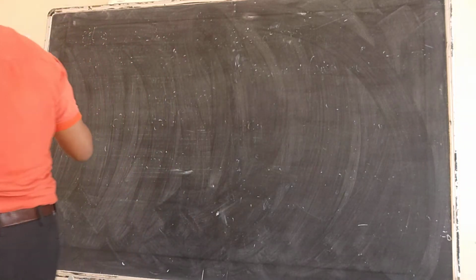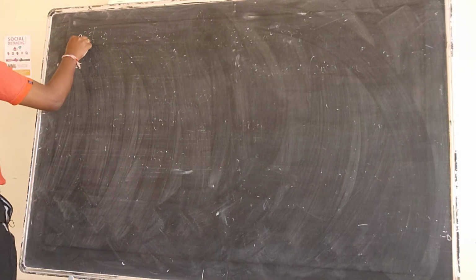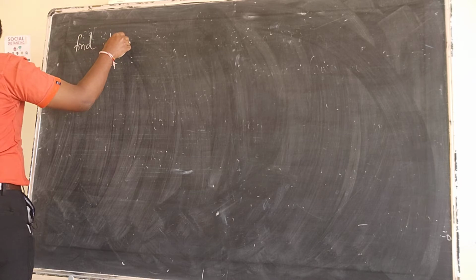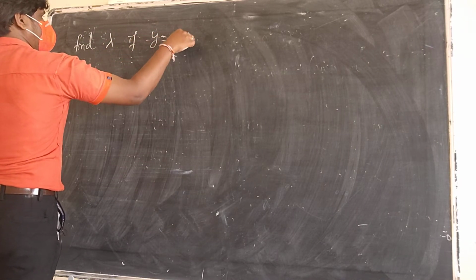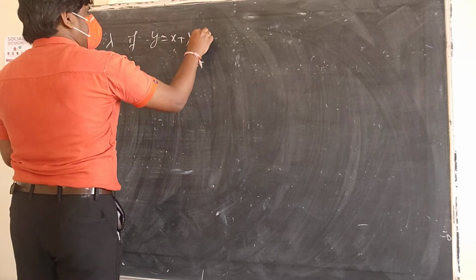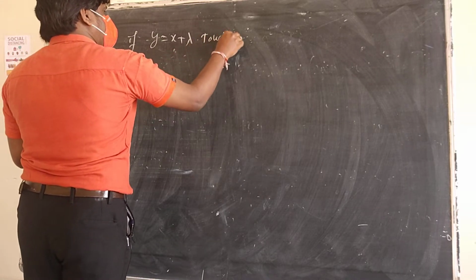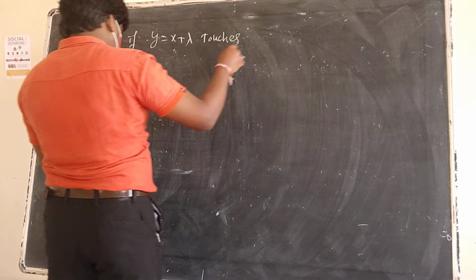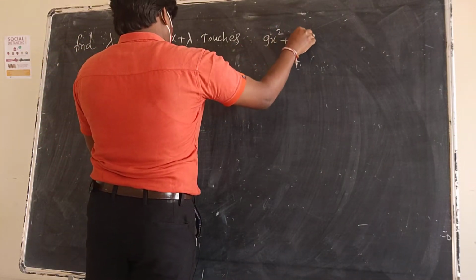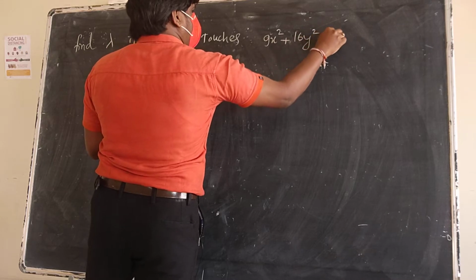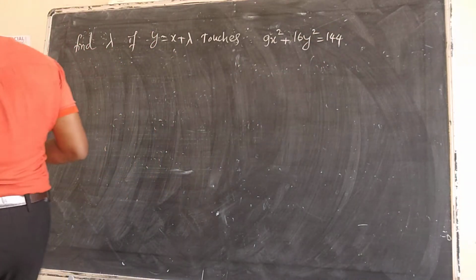Question. Find lambda if y is equal to x plus lambda touches the ellipse 9x square plus 16y square is equal to 144. Do it now.